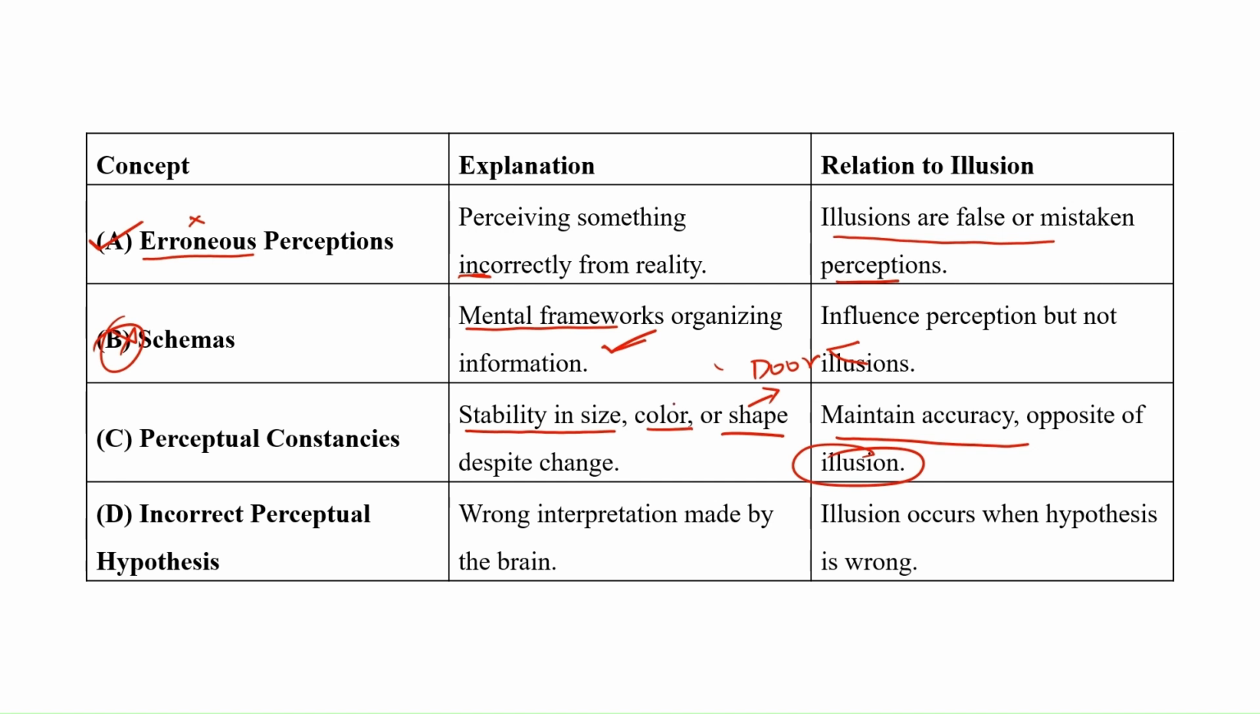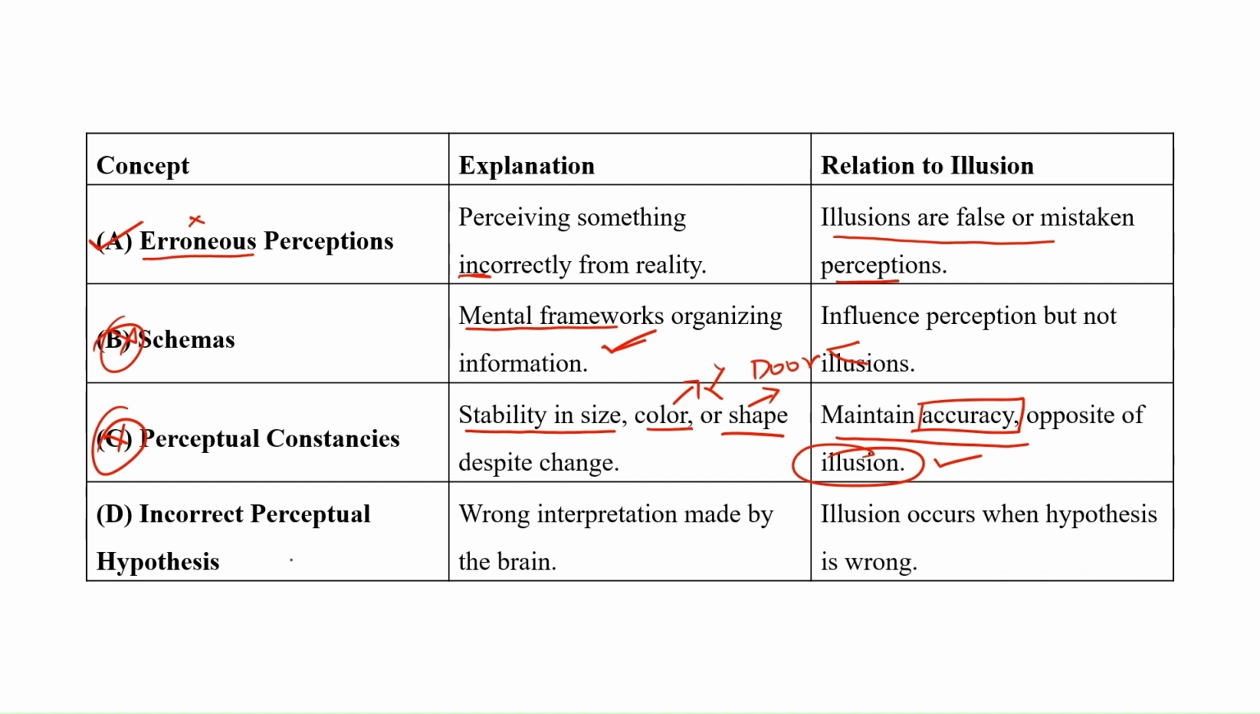Or take an example of an apple, which is red in color. Even in low light or bright light, we still perceive it as red in color. So those are the stabilities in color and shape. This helps us to maintain the accuracy of the stimulus, but it is not the illusion. Here there is no misinterpretation present. So this also can't be our option.